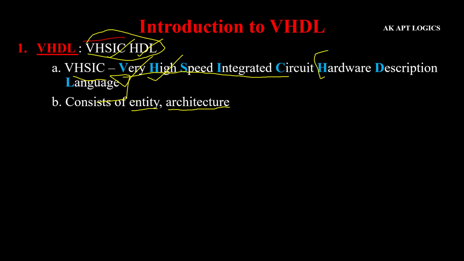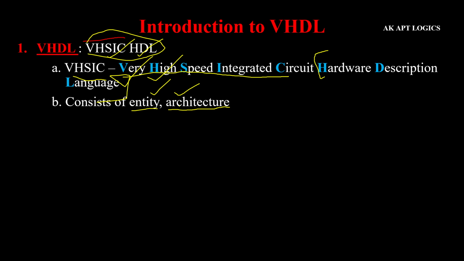In Verilog we have seen that it consists of modules, like module and module. In VHDL we have two parts: one is entity and the other is architecture. It's not two types. A VHDL program will contain these two in it.